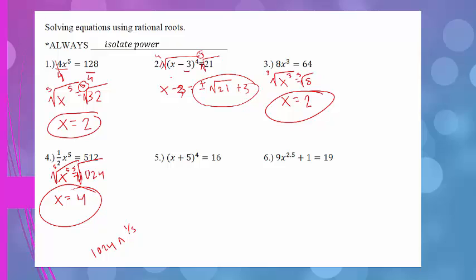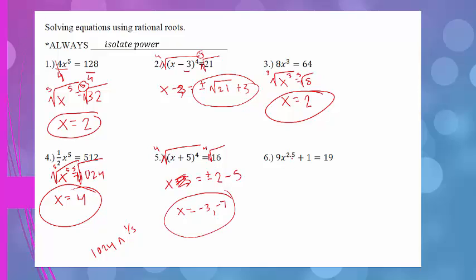Number 5 is more like number 2, where you actually have 5 as part of the exponent. So we're going to want to remove the exponent first. Since it is a quartic root, we want to use positive, negative, and the fourth root of 16 is 2. And then we just need to subtract our 5. So I'm going to get two answers. If 2 was positive, I would get -3. And if 2 was negative, I'd get -7. So both of those answers would work for x.